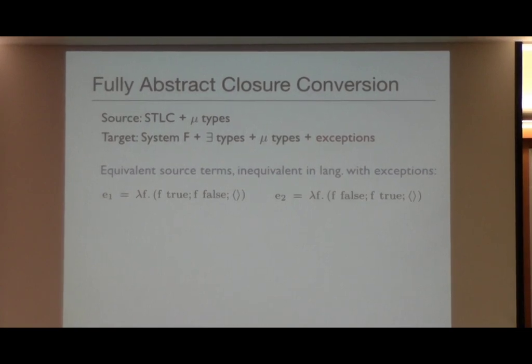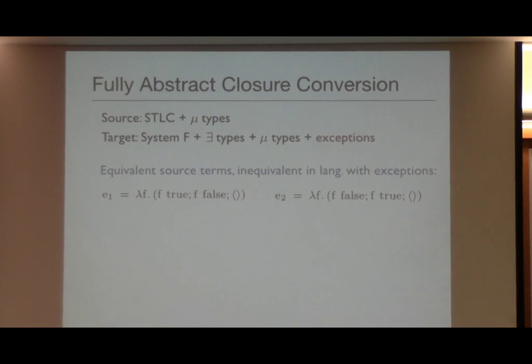Here is a closure conversion pass. My source language is non-terminating, it's simply typed lambda calculus. My target language is polymorphic. It has exceptions. Okay, exceptions are a control effect that do not exist in my source. This is dangerous. I can't possibly back-translate exceptions. I don't want to link with them.